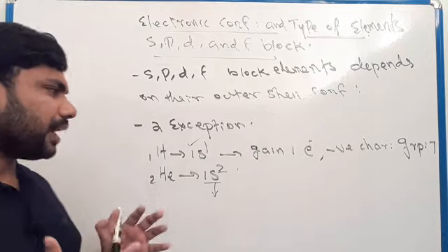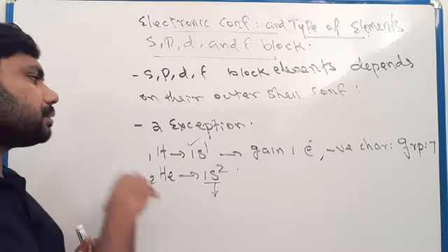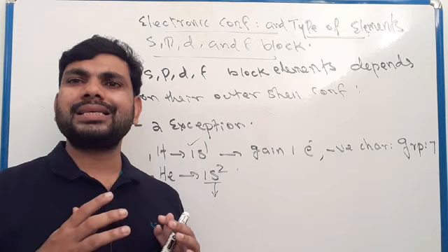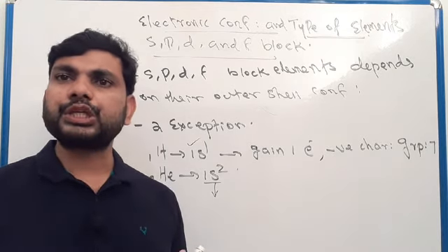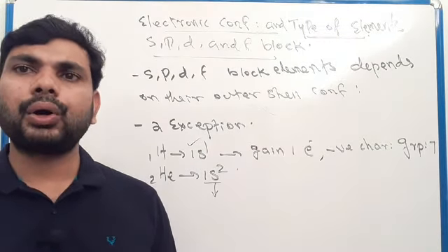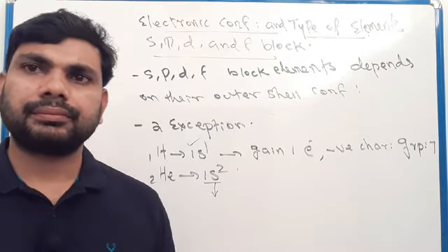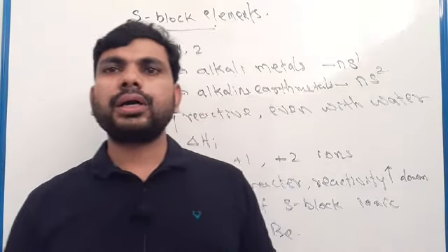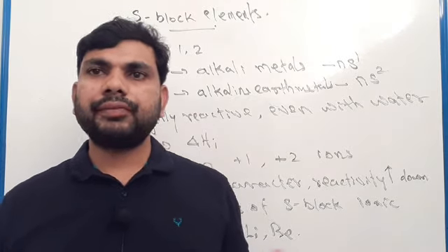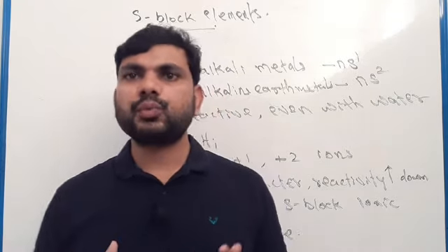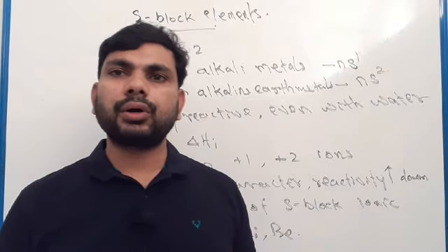Okay, so there are two exception cases in this concept, hydrogen and helium. For the rest of them, based on subshell electronic configuration, we can classify S, P and D block elements. Clear? Okay, next we have to discuss classification of elements: S, P, D and F. First one we have to discuss here is S block elements.